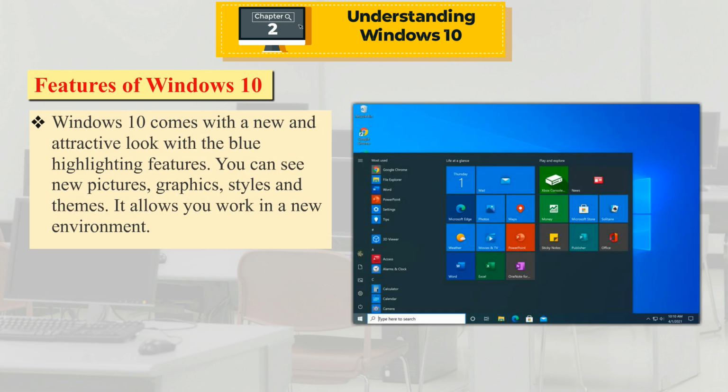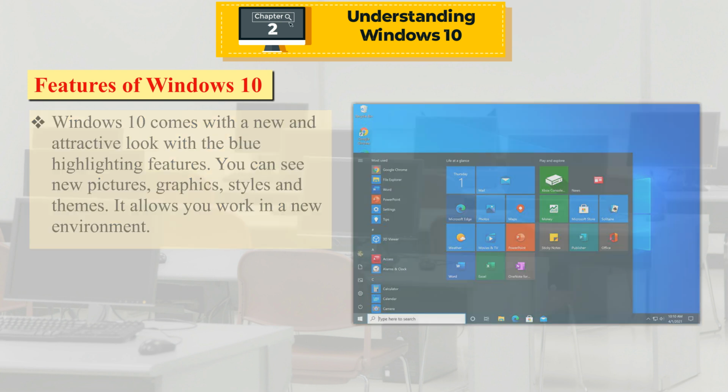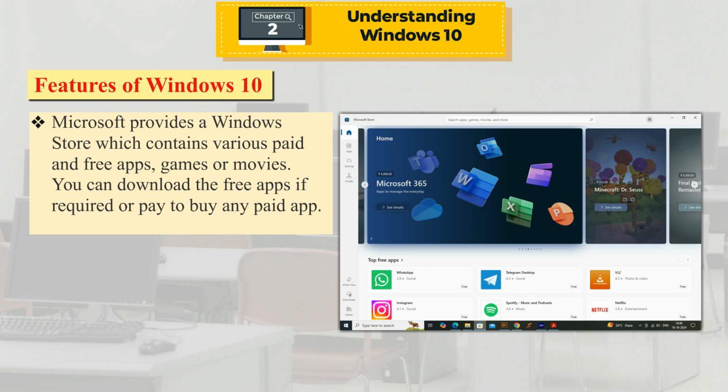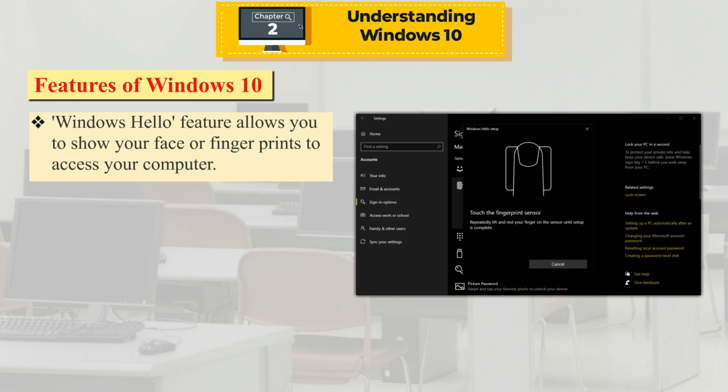Windows 10 comes with a new and attractive look with blue highlighting features. You can see new pictures, graphics, styles, and themes. It allows you to work in a new environment. Microsoft provides a Windows Store, which contains various paid and free apps, games, and movies. You can download the free apps if required or pay to buy any paid app. The Windows Hello feature allows you to show your face or fingerprints to access your computer.